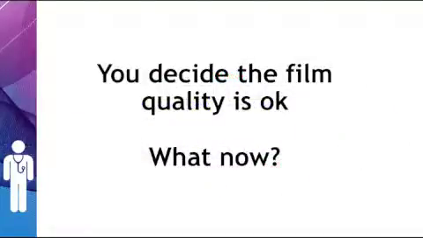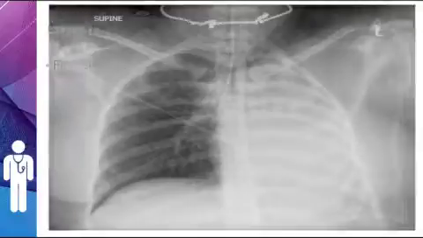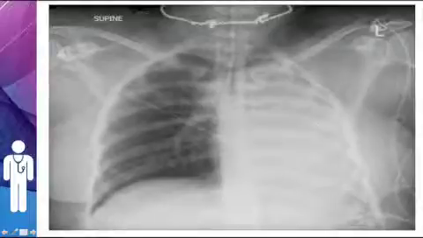So you've decided that the film quality is pretty good. What do you do? You move on to looking at the apparatus, describing the lines as well as the position of the trachea. So in this case, you can see the trachea is a bit shifted. There's a big opacification here, and everything's moved this way.